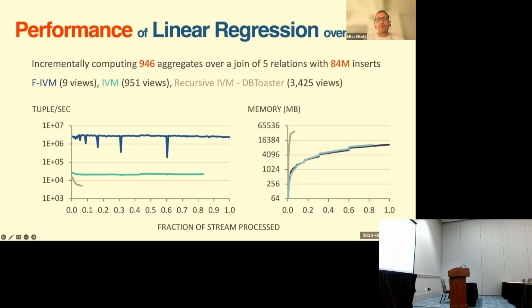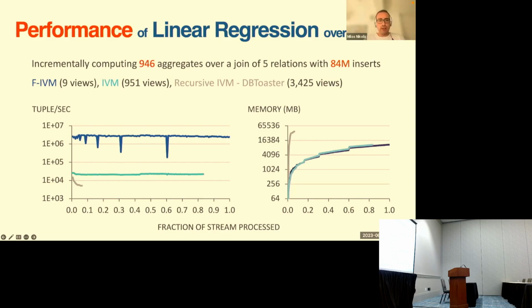And here we compare 3 different incremental maintenance strategies. Our approach is called F-IVM. We also compare against classical IVM, which recomputes the change but doesn't pre-materialize any additional views, and the recursive incremental strategy, which is implemented in DB Toaster. And all these 3 competitors use the same runtime, but employ different maintenance strategies.